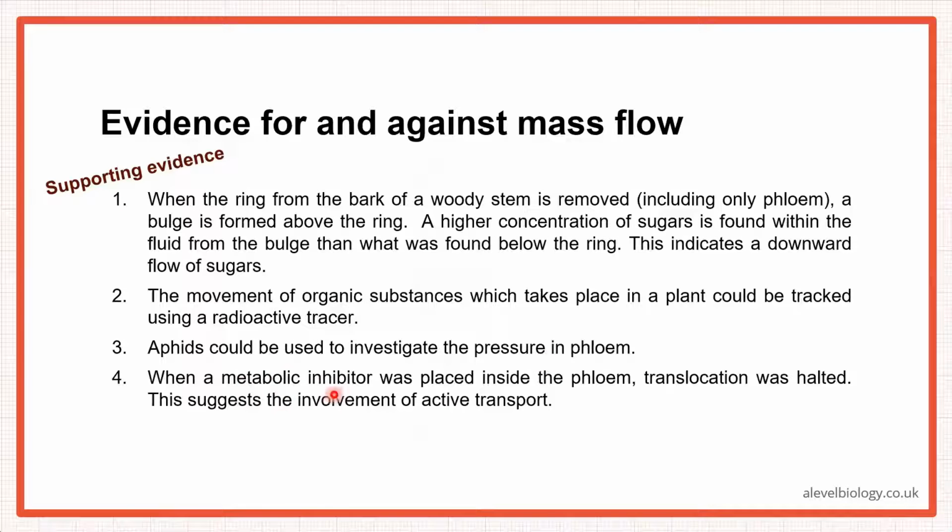Then they're saying when a metabolic inhibitor was placed inside the phloem, translocation was halted. So metabolic inhibitor, but remember as we were talking about, this translocation is actually an active transport, especially जब हम Apoplast Pathway की बात कर रहे हैं. So when a metabolic inhibitor was placed there, the translocation was halted. So as we are saying it is an active transport, ये also suggest कर रहा है कि since we are saying active transport is involved, we are true in saying that. Okay, so these are a few evidences which are supporting the idea of this mass flow across the phloem.